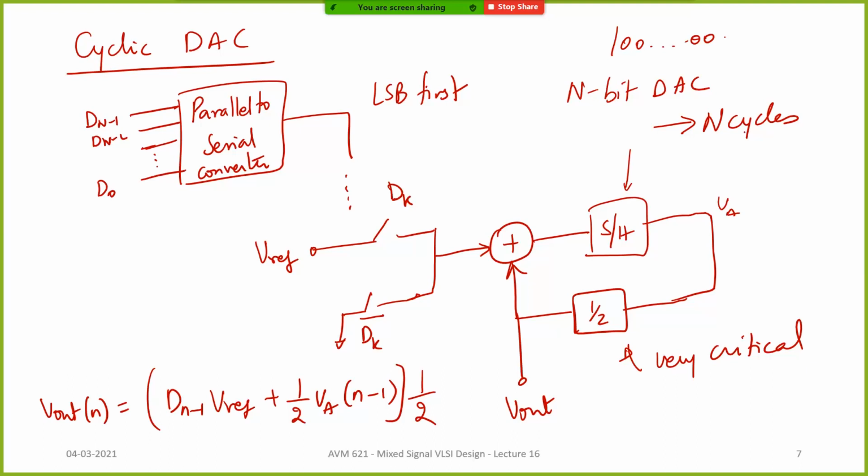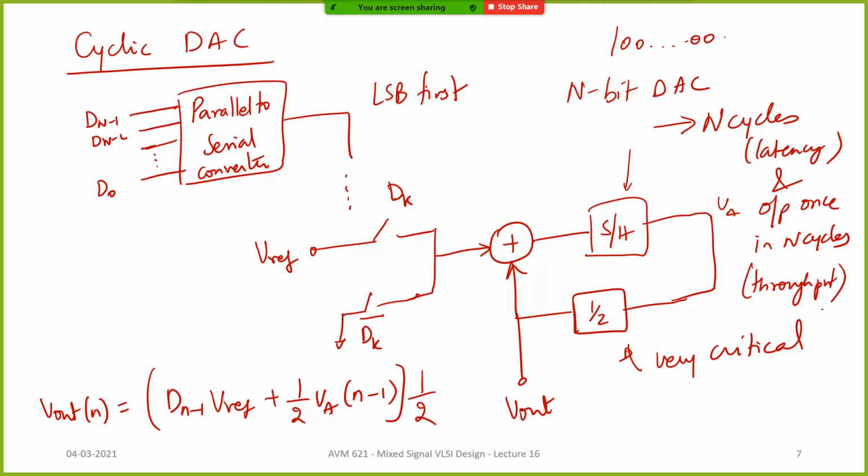So this is the n-cycle latency, right, and also you get output once in n cycles. So that's your throughput. I hope you know the difference between latency and throughput. Throughput is how often you get the output. Here it is once in n cycles you get the output, and latency is from the time your digital bit is given to the time your analog value is ready.